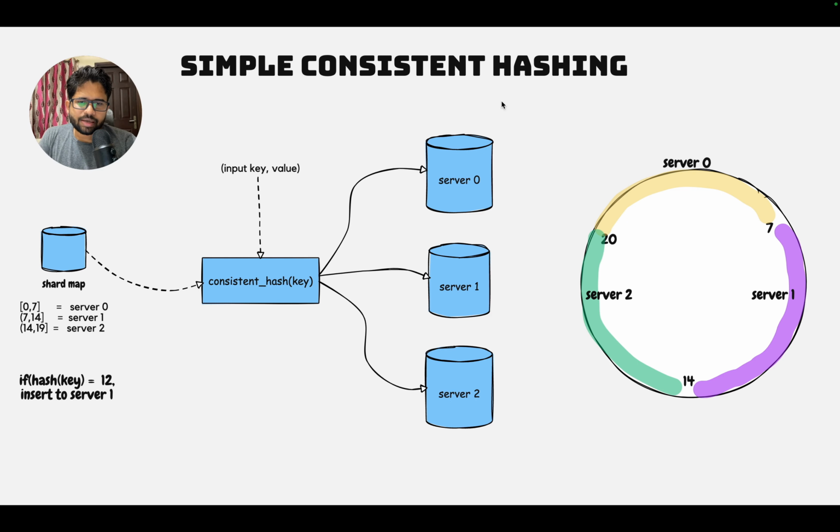So basically what you do is, whenever a request comes, you take a hash, and let's say your hash is somewhere here. Then you assign server 1. If your hash is somewhere here, you assign server 2. And if your hash is somewhere here, you assign server 0. We are going to talk about the mathematical part later, but that's the overall idea. So here, if the hash for the key is 12, then it will be inserted to server 1.